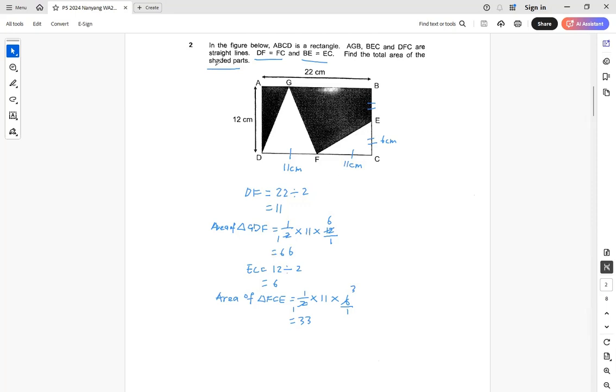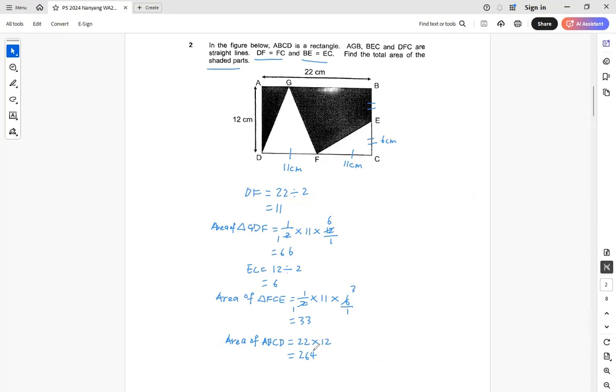So now we need to find the shaded, right? So you need to find the entire rectangle. Okay, so this one I'll put area of the rectangle is called ABCD. So let me write down ABCD. It will just be length times breadth. So it'll be 22 times the breadth is 12. So 22 times 12, we will get 264 square centimeters.